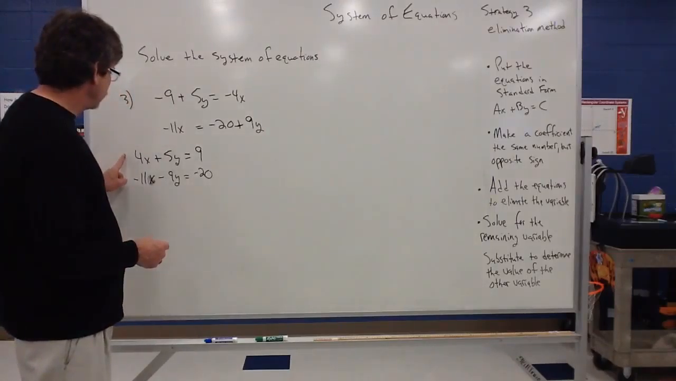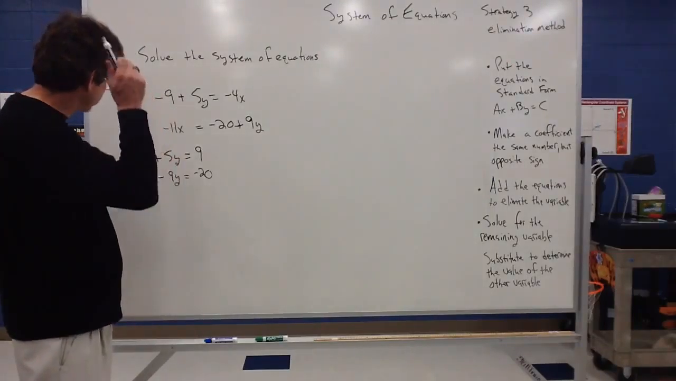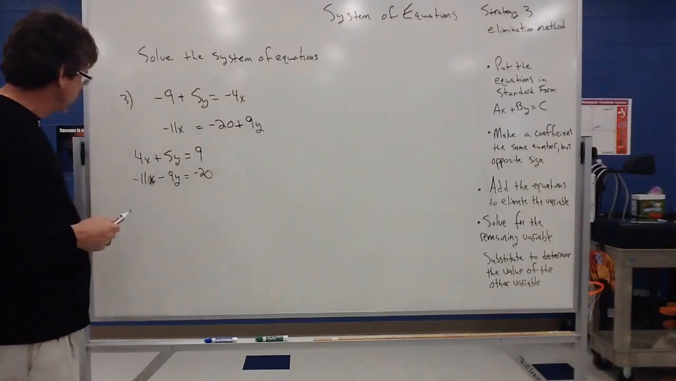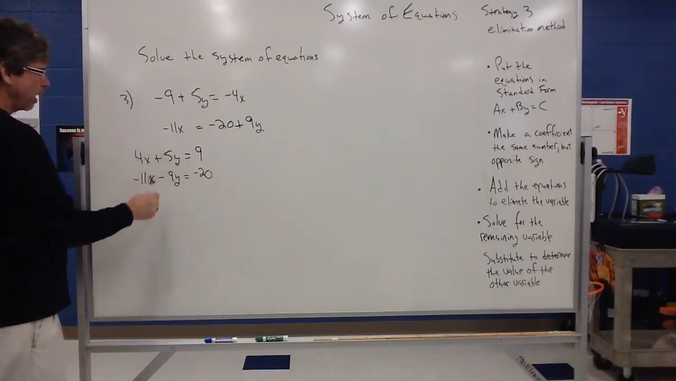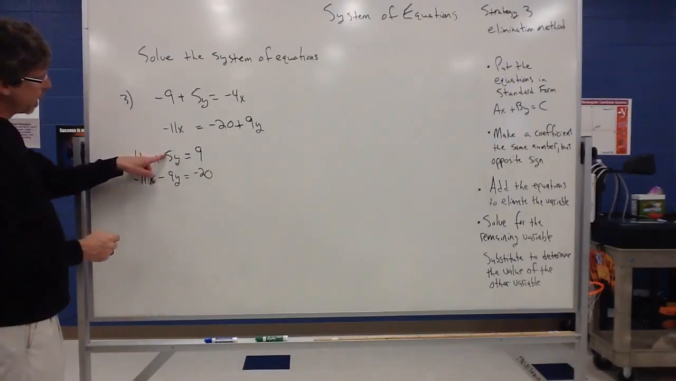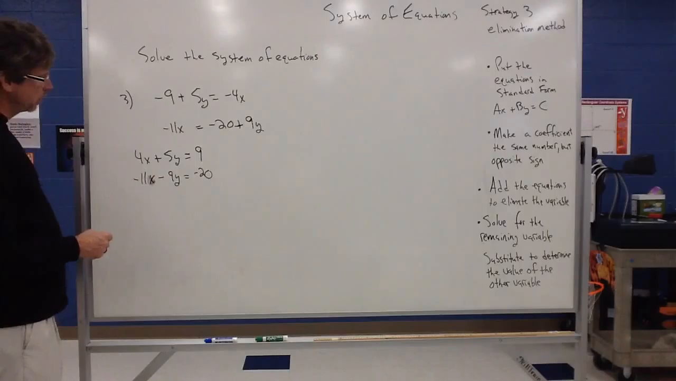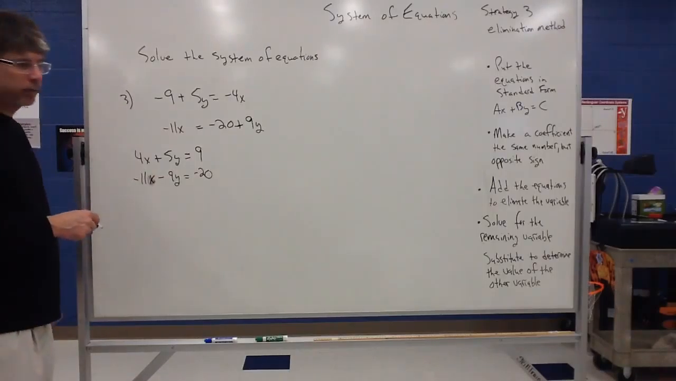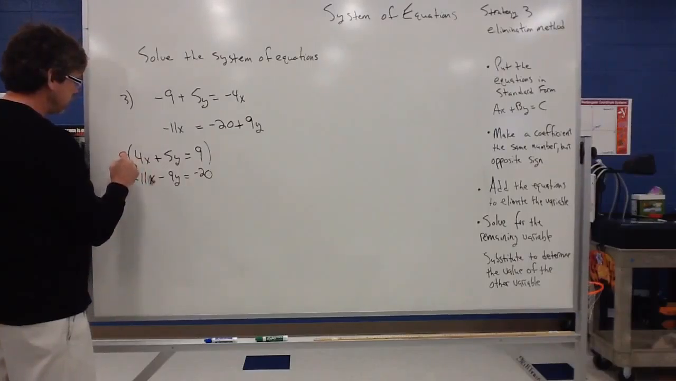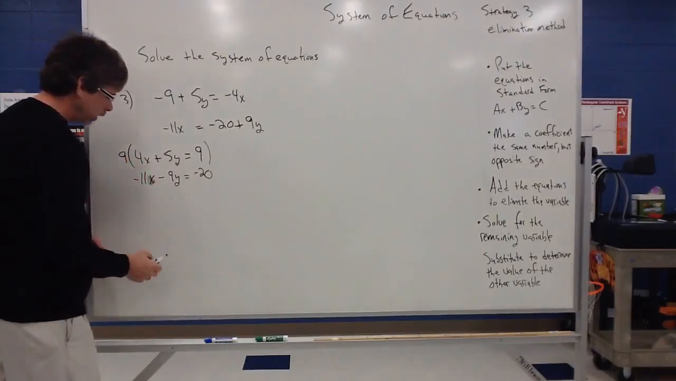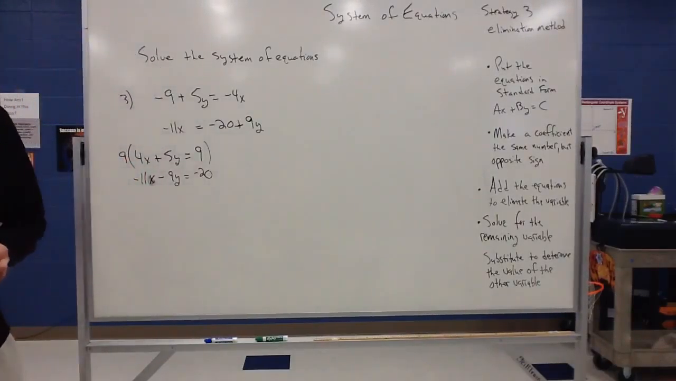Now we got to decide who do we want to eliminate, the x's or the y's? Again, it doesn't look like there's much difference in the two. I'm going to go ahead and eliminate the y's. So I need to find a common number between a 5 and a 9. And what I'm picking up on is a 45 would be a common multiple. So that means I've got to multiply this one by a 9.